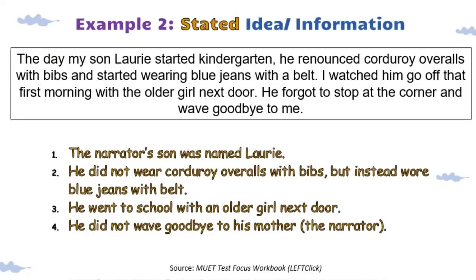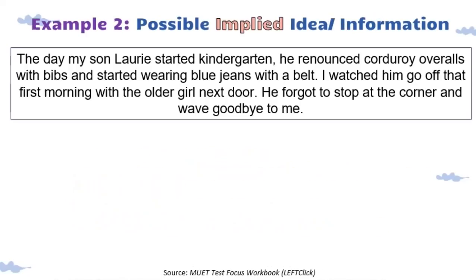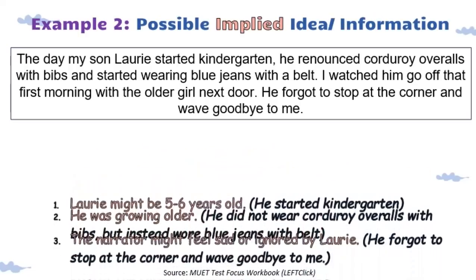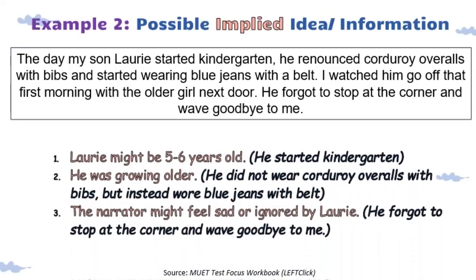And he did not wave goodbye to his mother. Right, so this is what was given to us in the text. What can we imply? So he might be 5 or 6 years old. In the text, we did not see Laurie's exact age, but we can infer he might be 5 or 6 because in the text it is stated he started kindergarten.